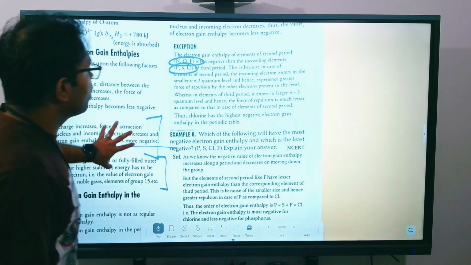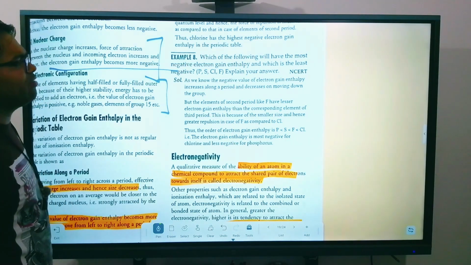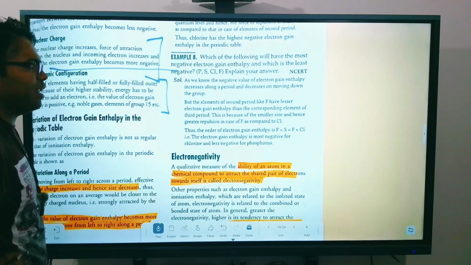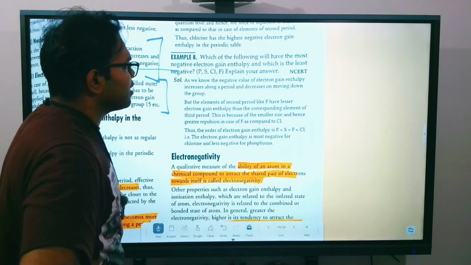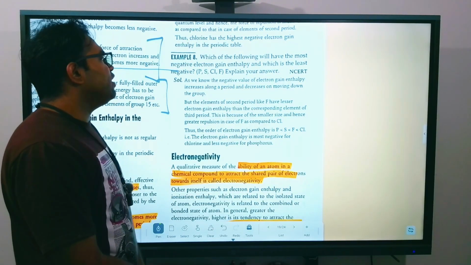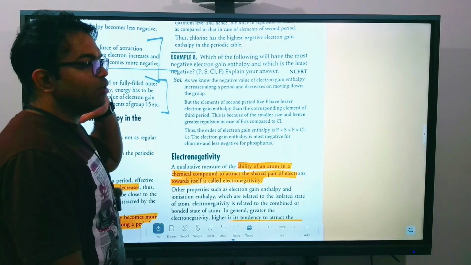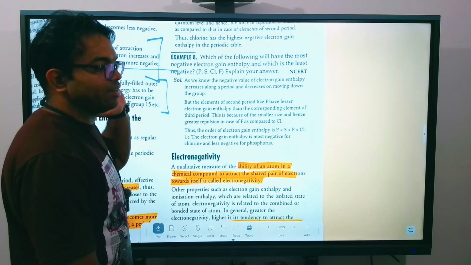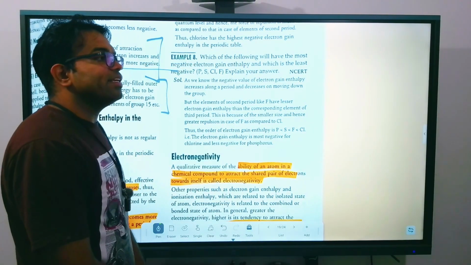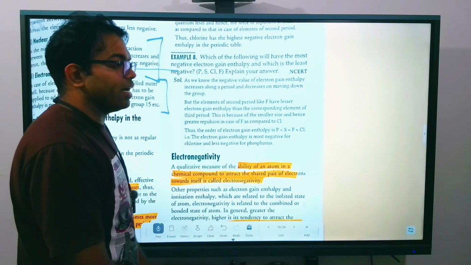Okay, let's move on. Now, this is the same question. Which of the following will have the most negative electron gain enthalpy and which the least negative electron gain enthalpy? You have phosphorus, sulfur, chlorine, and fluorine. We know that phosphorus is the least negative. When we go from left to right across a period, the electron gain enthalpy becomes more and more negative.